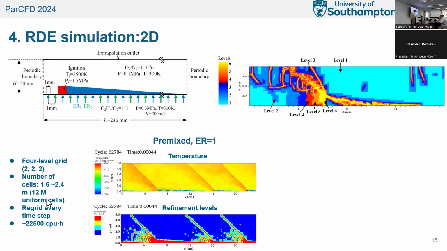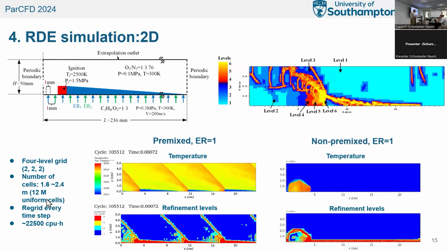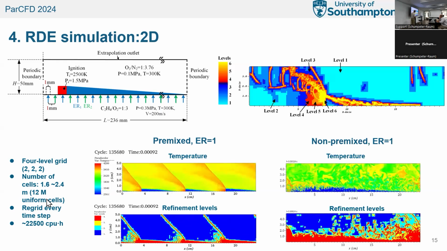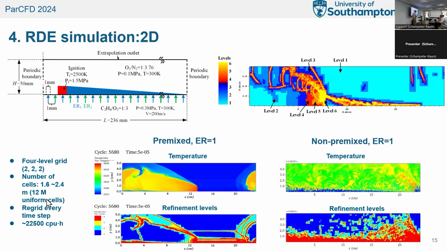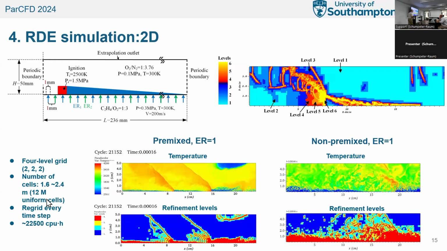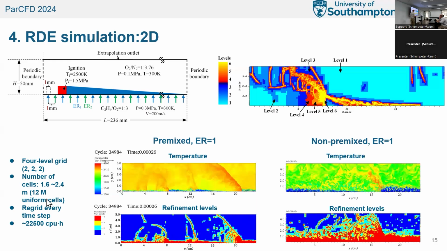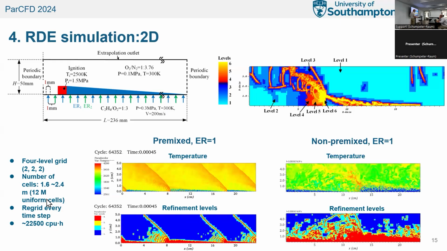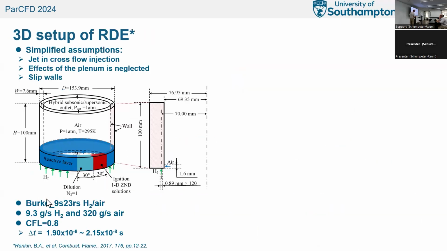So this is when you have premixed injection. So 3 nice waves. And if we now do the same configuration as a non-premixed case, with the mixing only then in this 2D domain, you see that actually only 1 wave develops. And the mixing in these RDE configurations, that is about the most difficult bit. So now moving on to 3D.